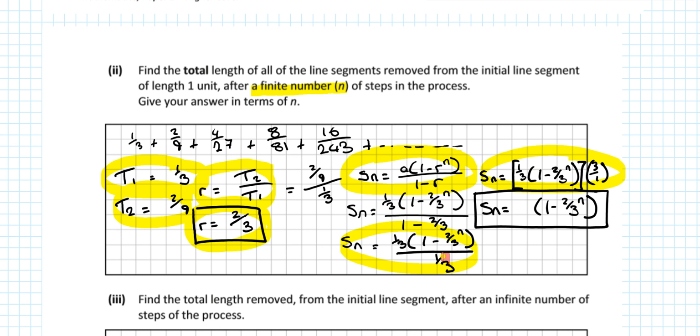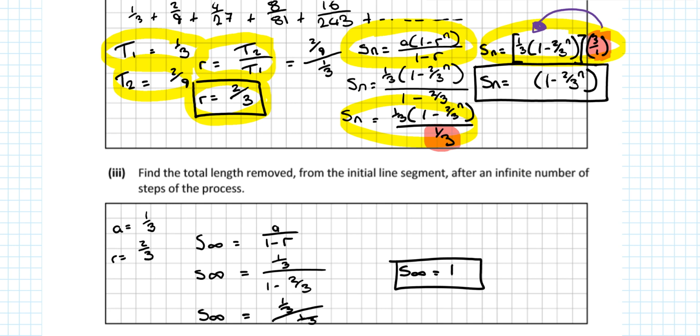So this 1/3, I'm dividing by a fraction. Well, if I'm dividing by a fraction, I can invert the fraction and change to multiply. You might have learned it as flip the second and multiply. And then 1/3 times 3/1 is just going to be 1. So you're just going to be left with 1 minus 2/3 to the power of n as your Sn. That's the full length that is removed.